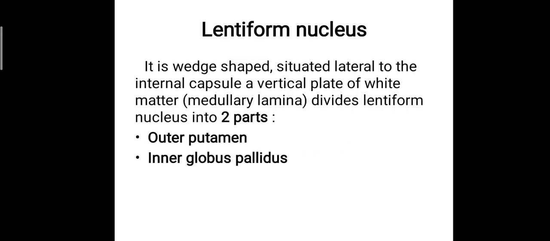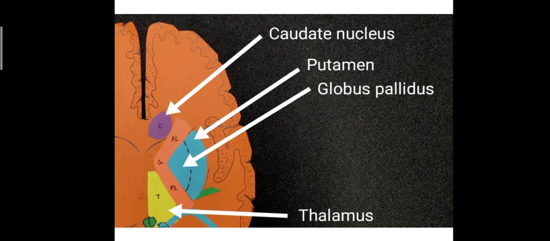The lentiform nucleus is wedge shaped, situated lateral to the internal capsule. A vertical plate of white matter divides the lentiform nucleus into two parts: an outer putamen and an inner globus pallidus. While explaining the internal capsule, we saw these two parts. I repeat, here you can see the wedge-shaped lentiform nucleus, which has an outer putamen and the inner globus pallidus.